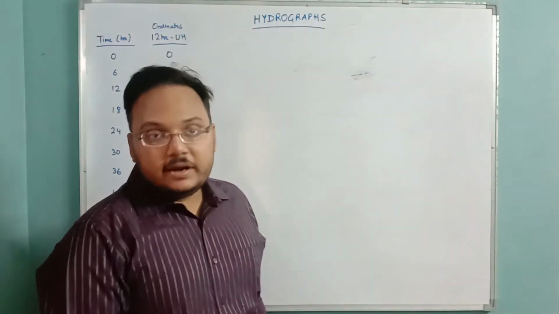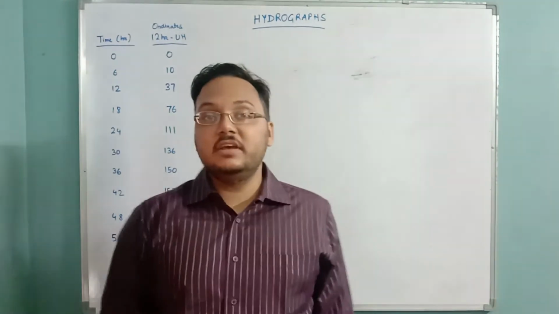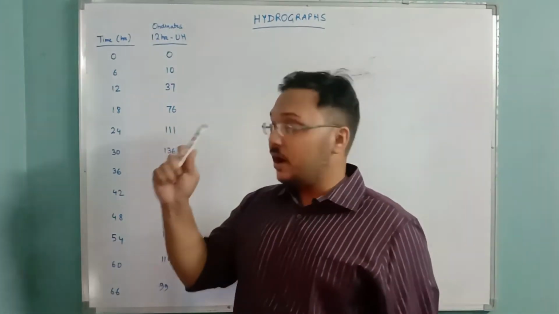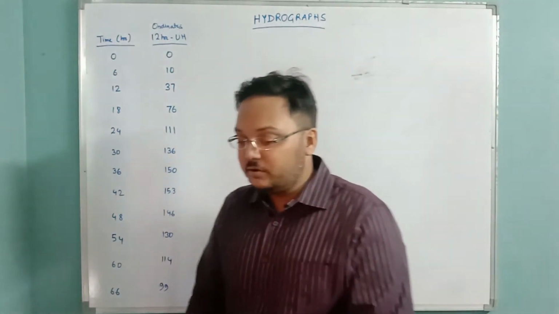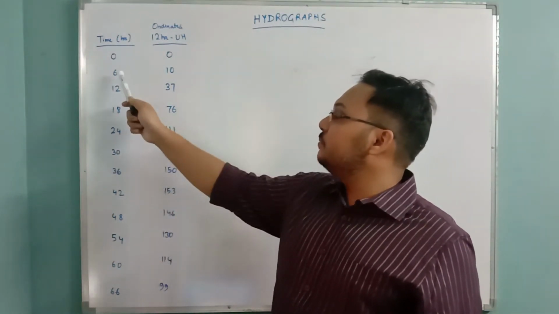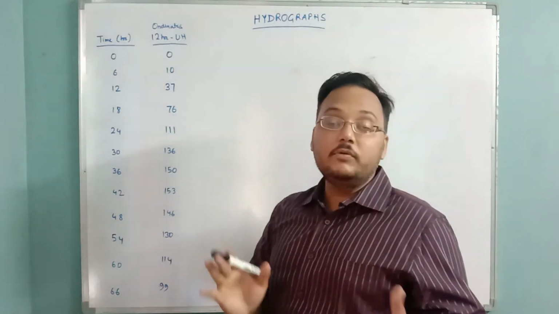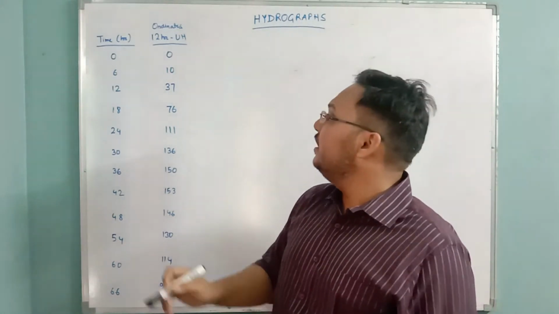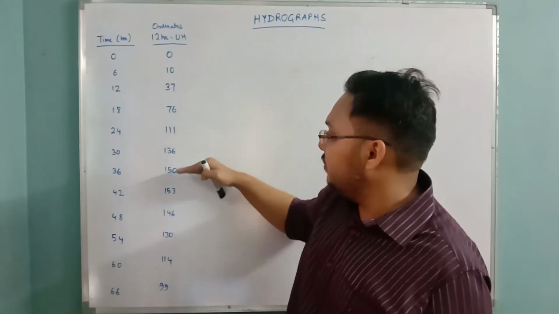Okay, so now let us discuss the numerical that was given to us, that was asking for a 6-hour unit hydrograph from a given 12-hour unit hydrograph. Now the question is that for a 12-hour unit hydrograph, why we have 0, 6, 12, 18. So these mid ordinates were given to you so that you can easily calculate the 6-hour unit hydrograph from the given 12-hour unit hydrograph. So basically this hydrograph is 0, 37, 111, 150.